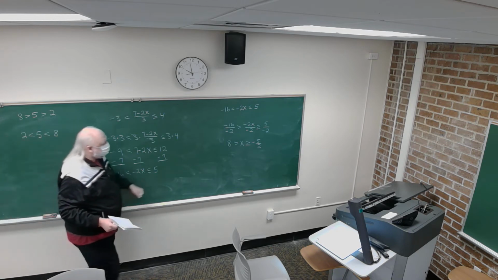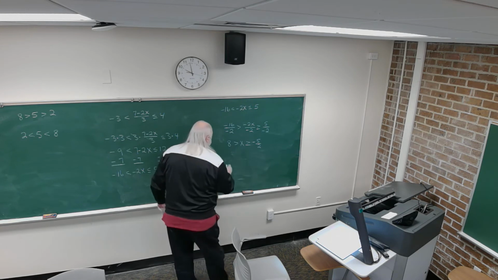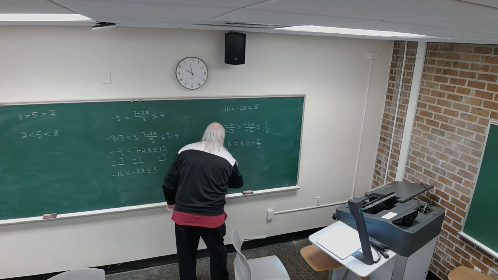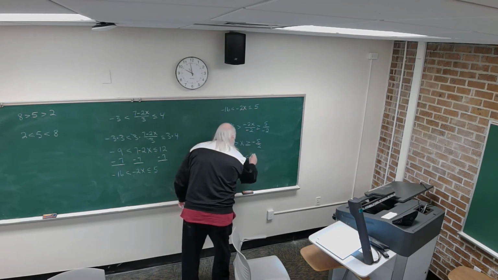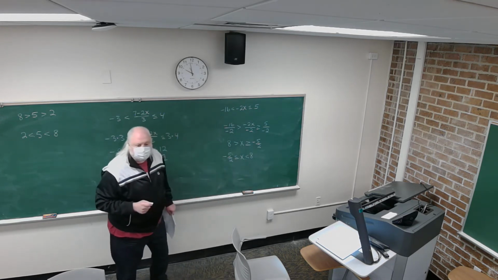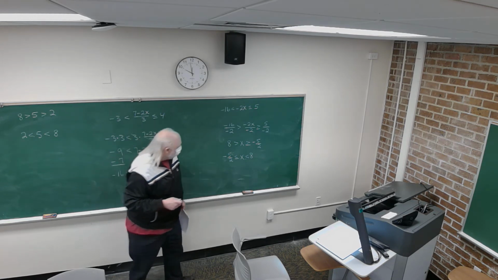So we're going to take this inequality, and we're going to flip it over. Read it as minus 5 halves is less than or equal to x, which is less than 8. Okay. And now we can graph that solution set.